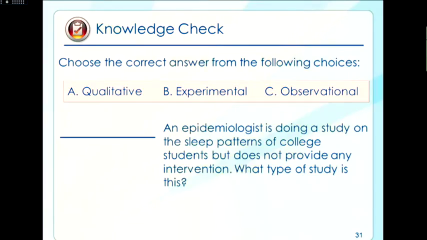Choose the correct answer from these following three choices. An epidemiologist is doing a study on the sleep patterns of college students, but does not provide any intervention. What type of study is this? The correct answer is C. This is an observational study.